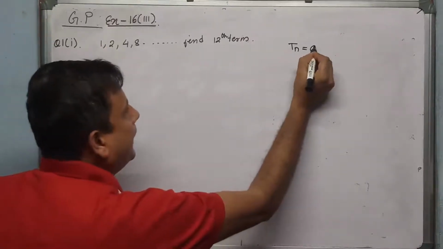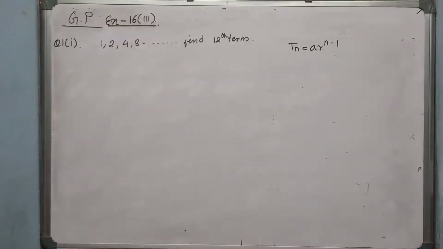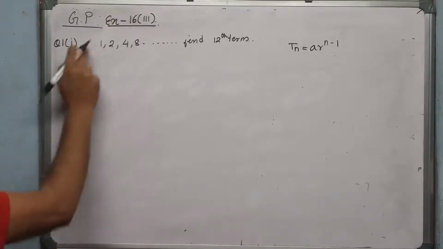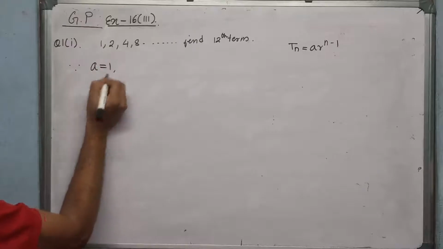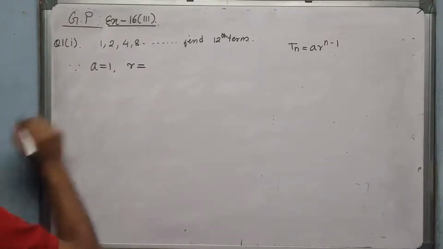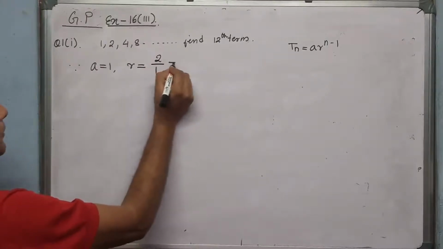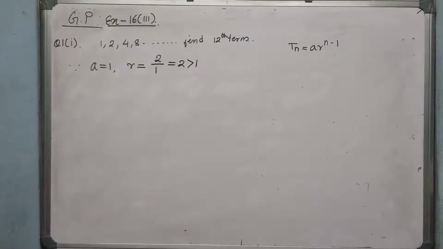Tn is equal to a r to the power n minus 1. This is the formula that we're going to use. 12th term means n is 12. First of all, from the series you have to extract the first term and the common ratio. The first term a is 1. How do you calculate the common ratio? Second term divided by the first term. The common ratio is 2, which is greater than 1.